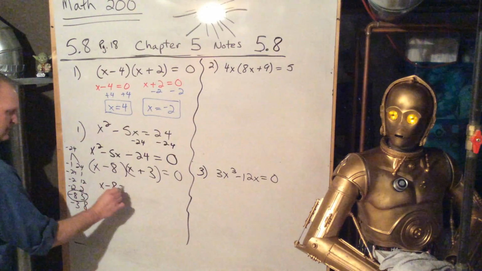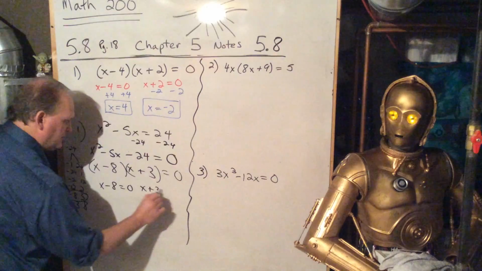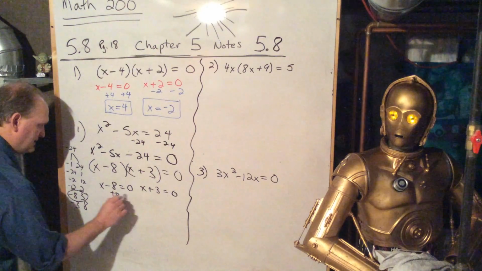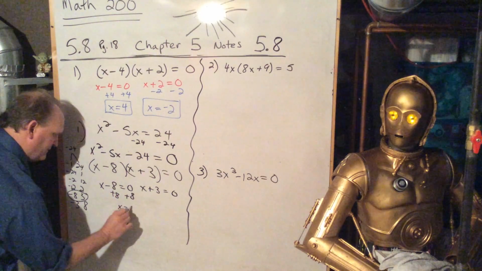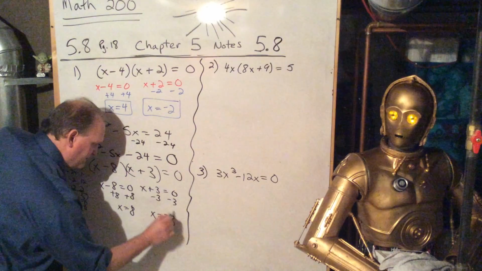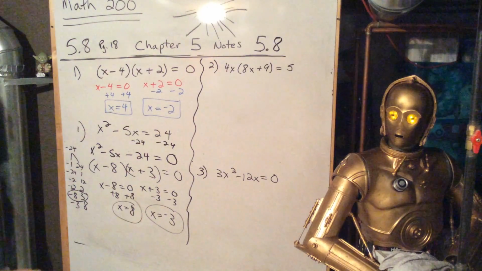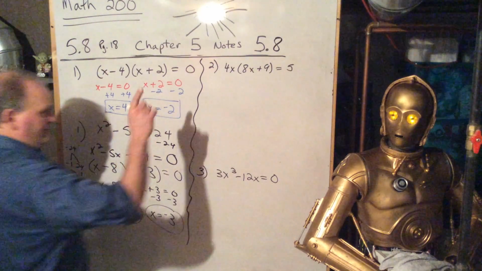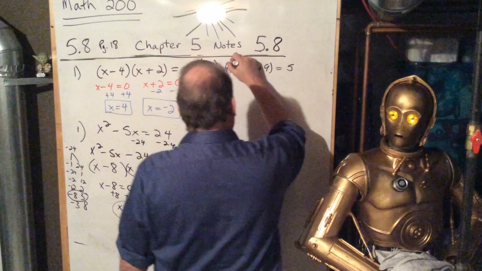X minus 8 equals 0. X plus 3 equals 0. Isolate the variable. And those are my two answers. This one is going to be a little tougher.